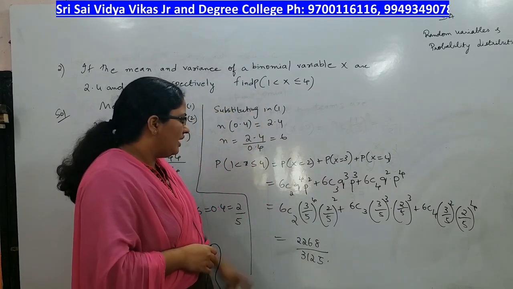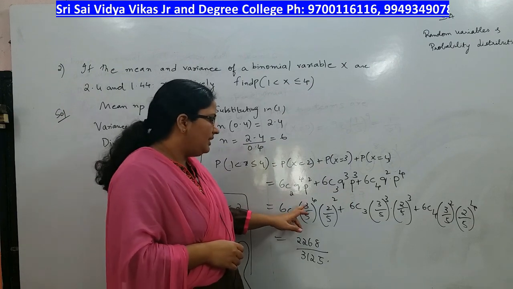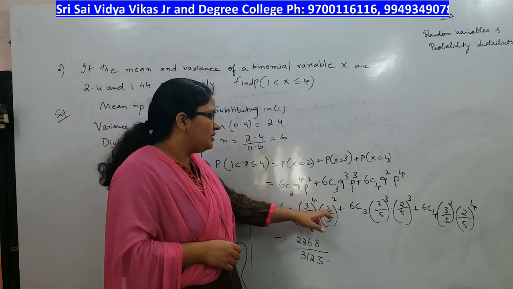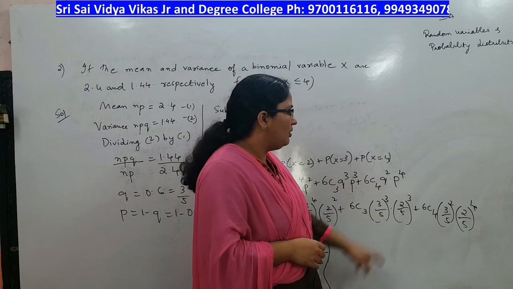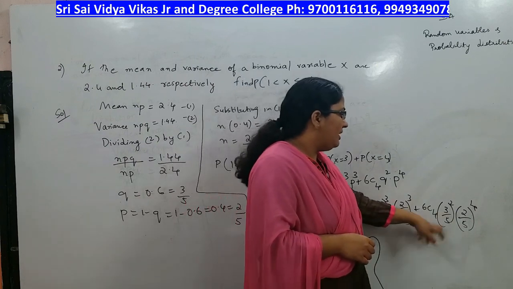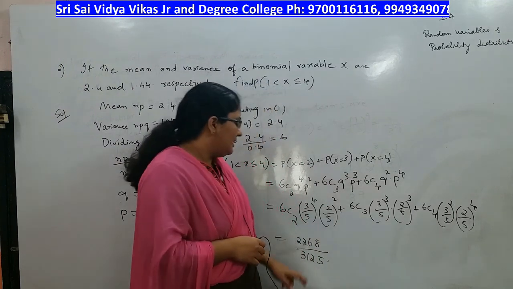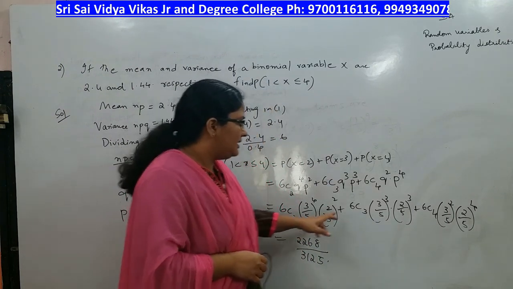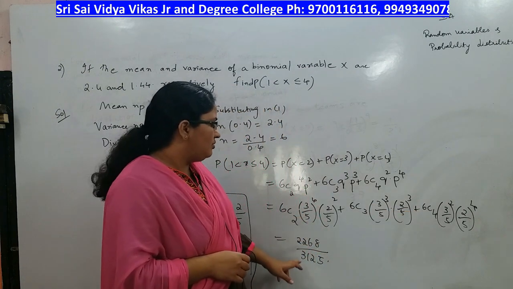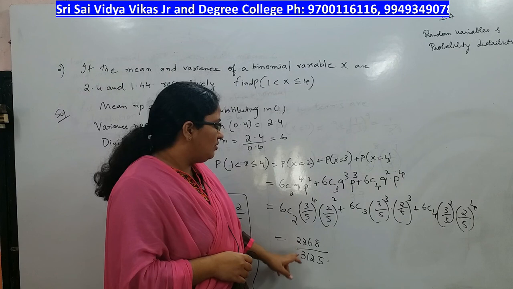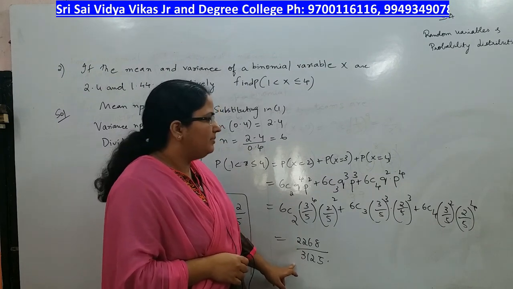So here you have 6C2, 3 by 5 whole power 4, 2 by 5 whole square, plus 6C3, 3 by 5 whole cube, 2 by 5 whole cube, plus 6C4, 3 by 5 whole square into 2 by 5 whole power 4. 6C2 value is 15, 6C3 value is 20, 6C4 value is 15. If you multiply these and add, you get 2268 by 3125. This is what you get. That's about our problem.